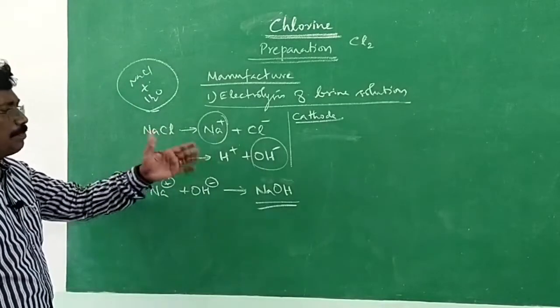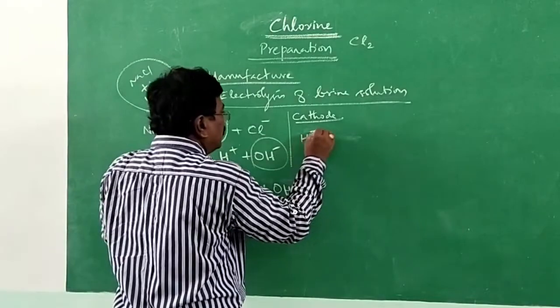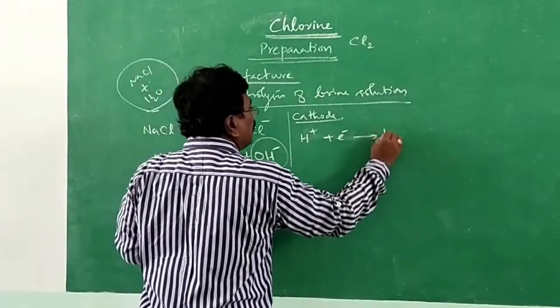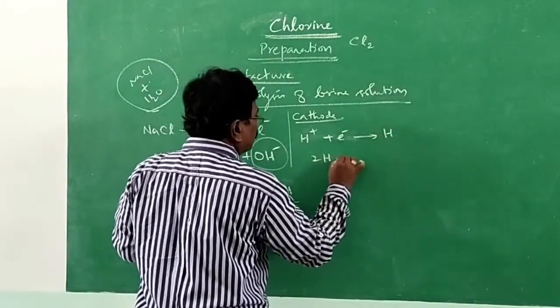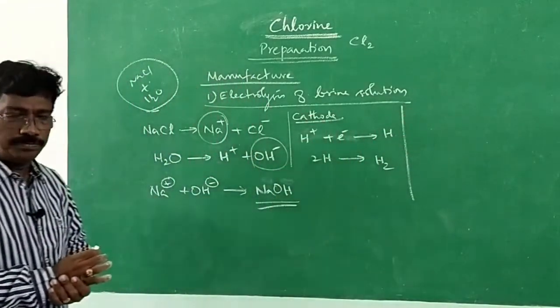Truly speaking, it is Na+ and OH⁻ again. Hydrogen ions travel to the cathode, where they gain an electron to become hydrogen atoms. When two such hydrogen atoms combine, they become a hydrogen molecule. So a hydrogen molecule is liberated at the cathode.